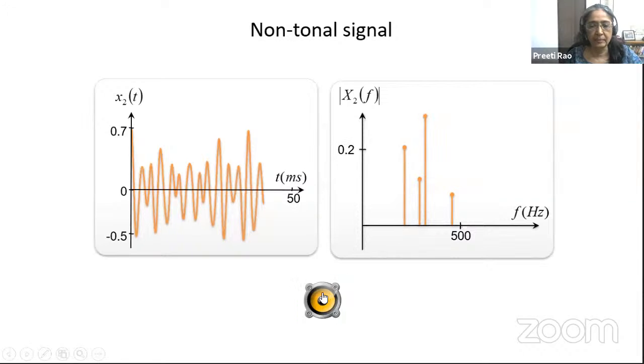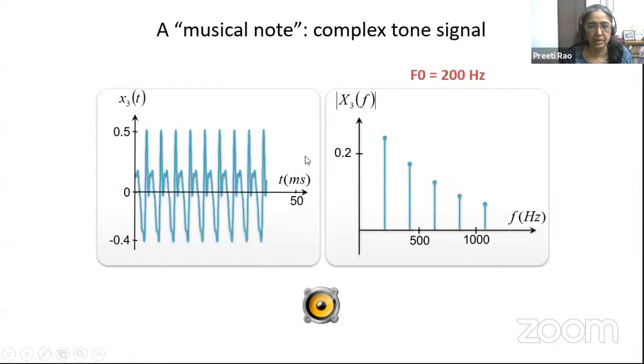Okay, so I play this sound. Okay, so that had a certain character. It was a bit diffuse. It did not suggest a very clear pitch.